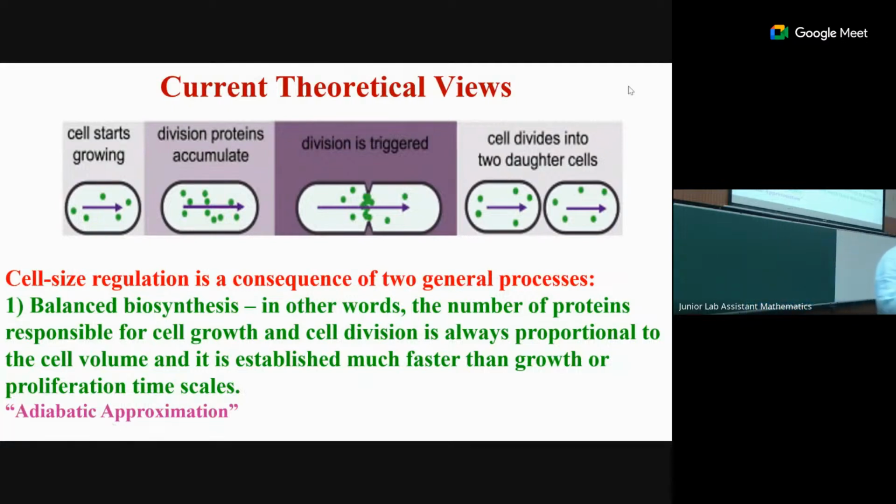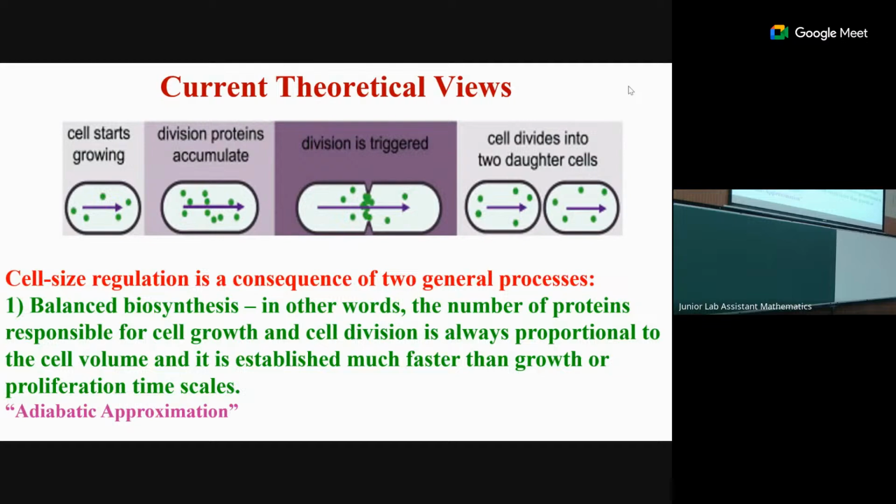So balanced biosynthesis means that the important proteins responsible for growth and division are created on time scales much faster than the time scale of growth and division. In the language of physicists, this is called adiabatic approximation. You had physics at least, most of you, right? I know you hate chemistry, but in physics you had it, right?